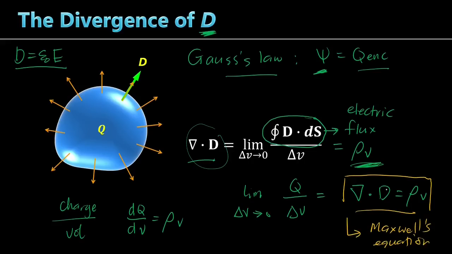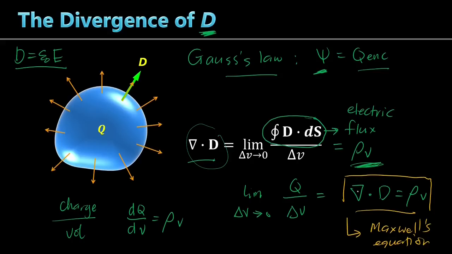So di ba alam natin meron tayong 4 na Maxwell's equation? Ito ang isa sa 4 na Maxwell's equation. At ang Maxwell's equation na iyan ang nagre-represent sa Gauss's law. This is the point form of Gauss's law na ide-derive natin formally gamit ang susunod na concept na ating pag-aaralan.